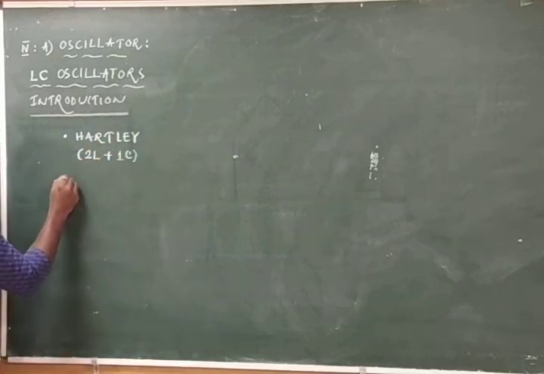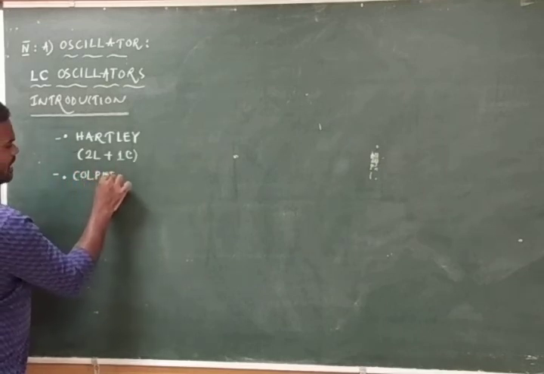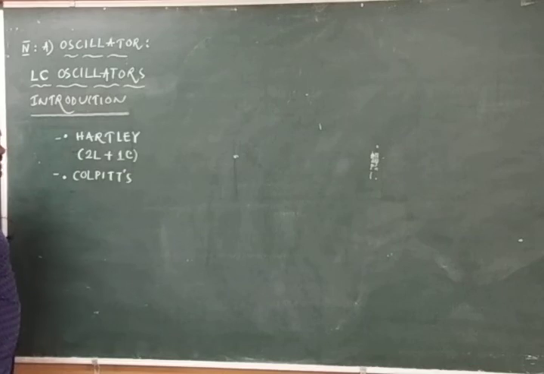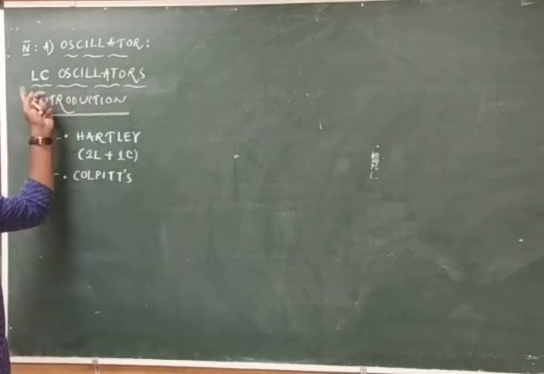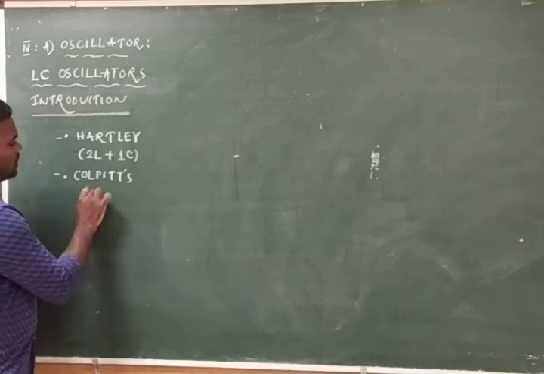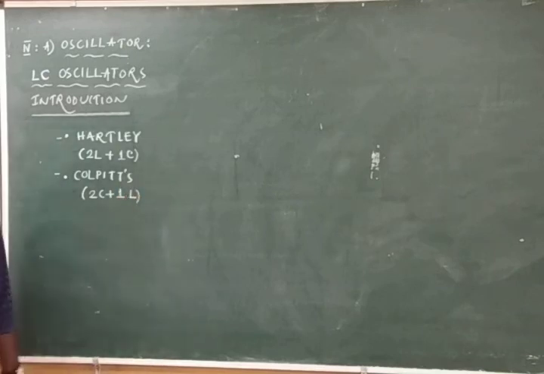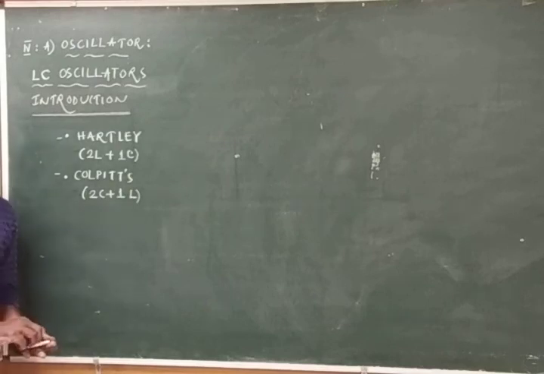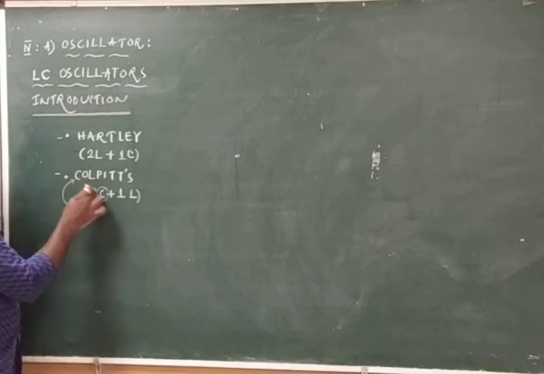Another type of oscillator is the Colpitts oscillator. In the Colpitts oscillator, which type of feedback are we employing? Positive feedback. What are the components we are using in the positive feedback? L and C, but here two capacitors plus one inductor are used. If two capacitors are used, which oscillator is it? Two capacitors means Colpitts, C to C.